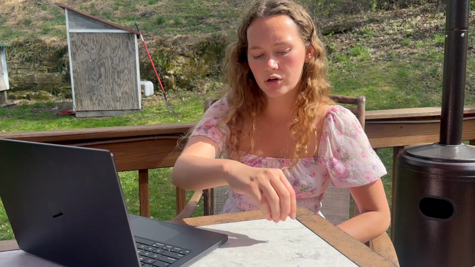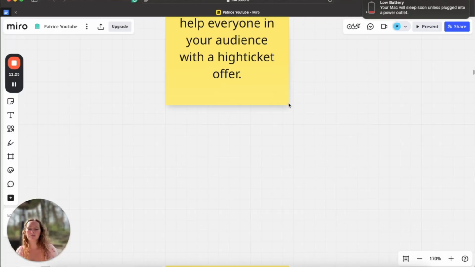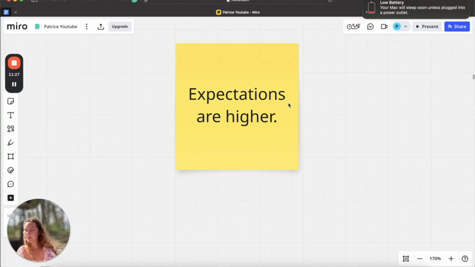That's why you'll see a lot of coaches have a low ticket and a high ticket, so they can help more people in their audience. And they often nurture people from the low ticket into the high ticket. Expectations are also higher. When people buy a $1,000 product, they expect more. They expect better results. They expect one-on-one calls. They expect personalized game plans. They expect reviews and edits, and whatever your offer is doing for them, they want more access to you if they're paying $1,000 a month.